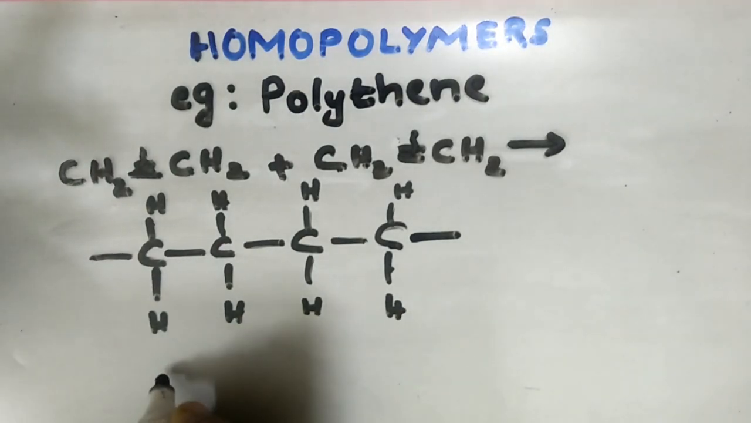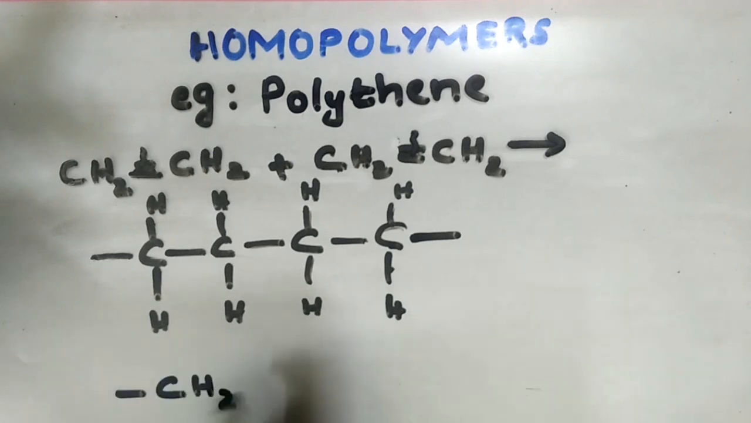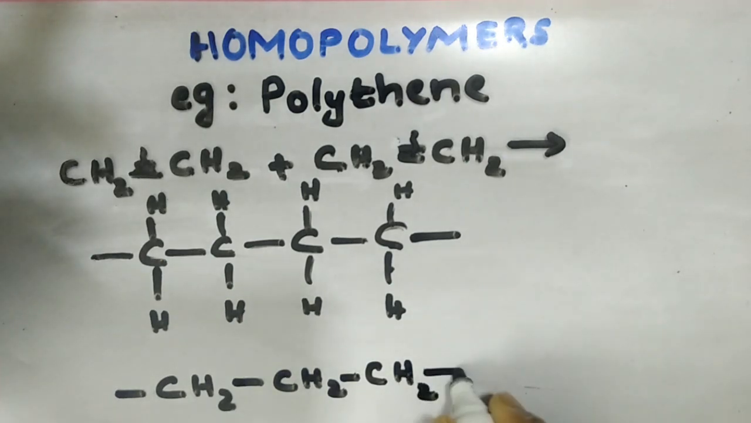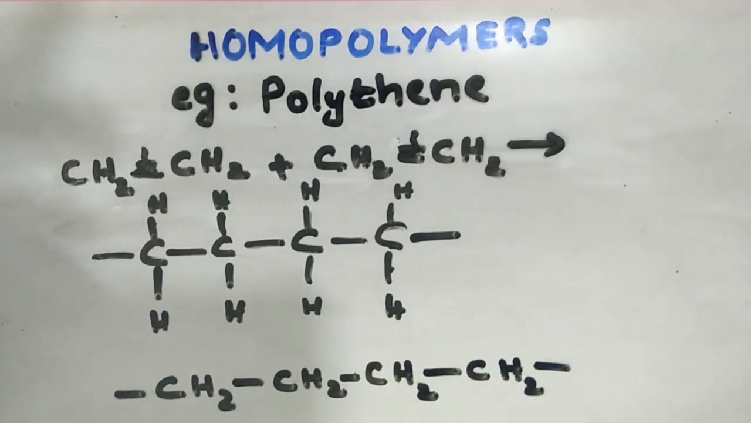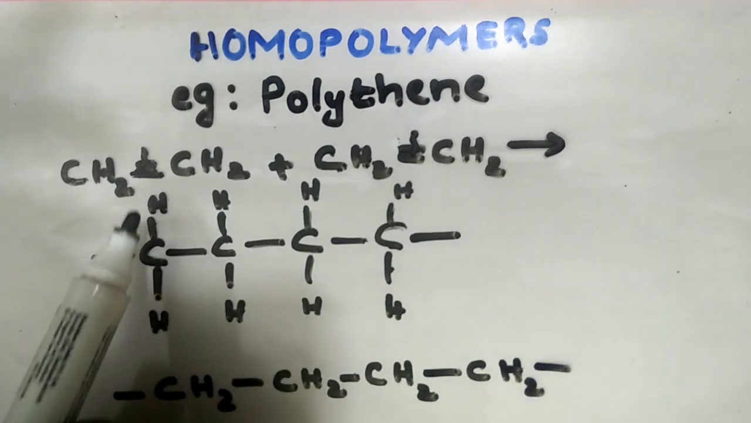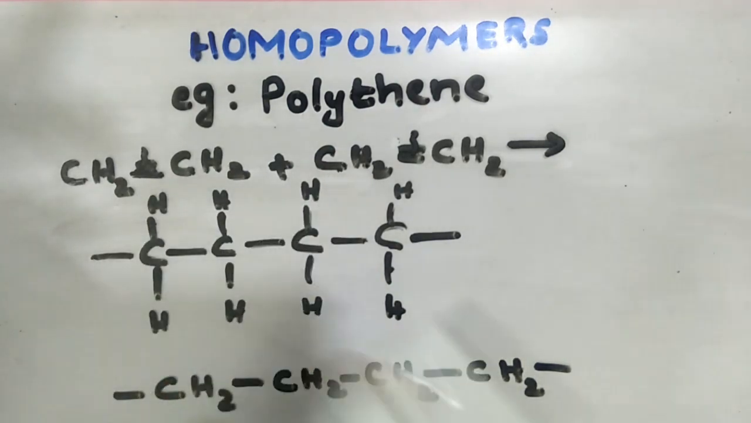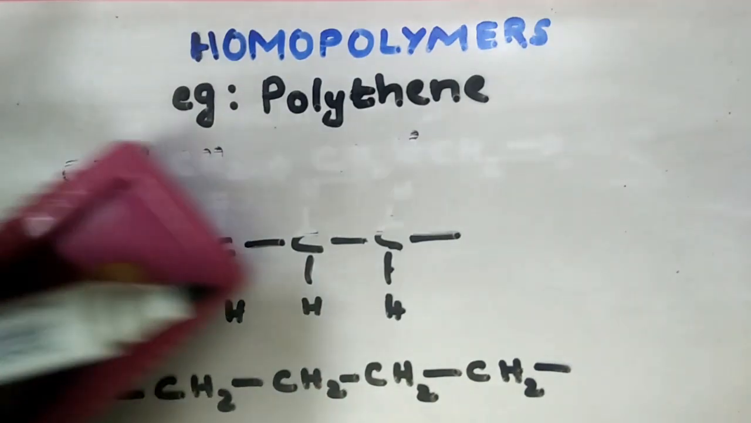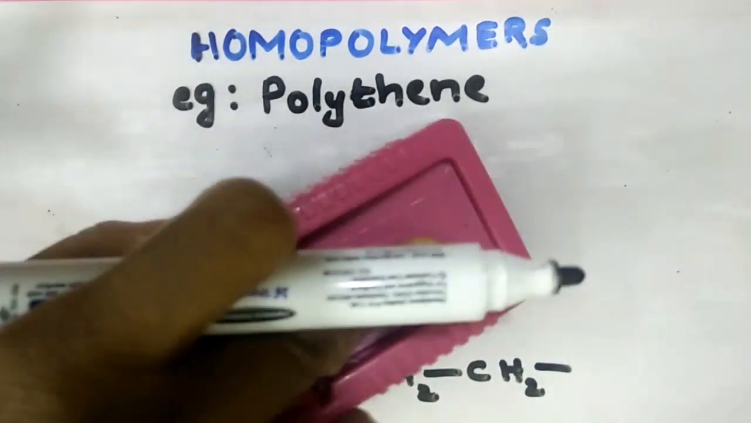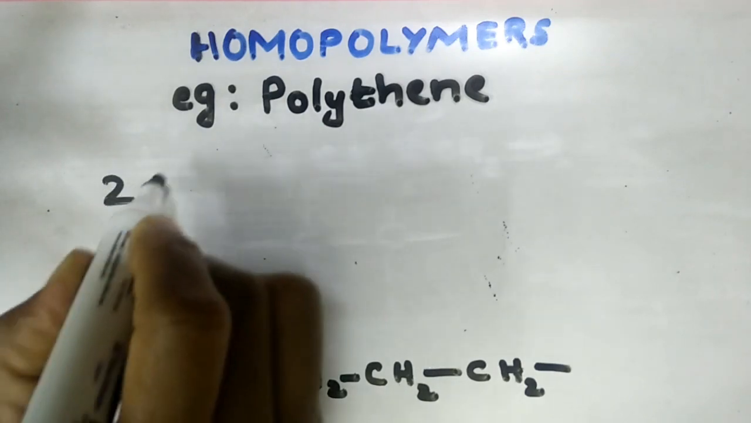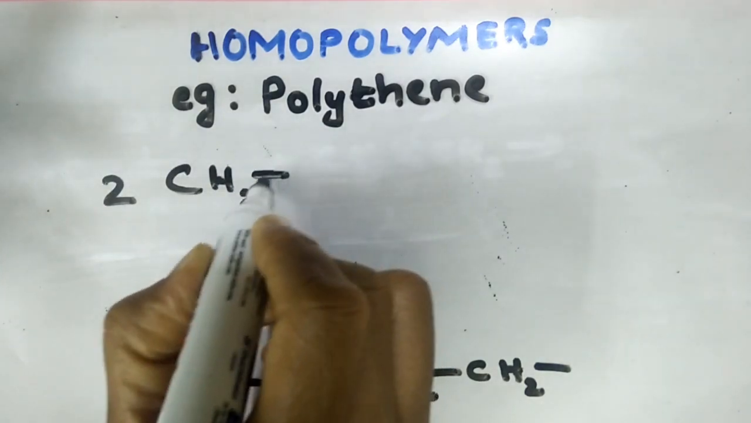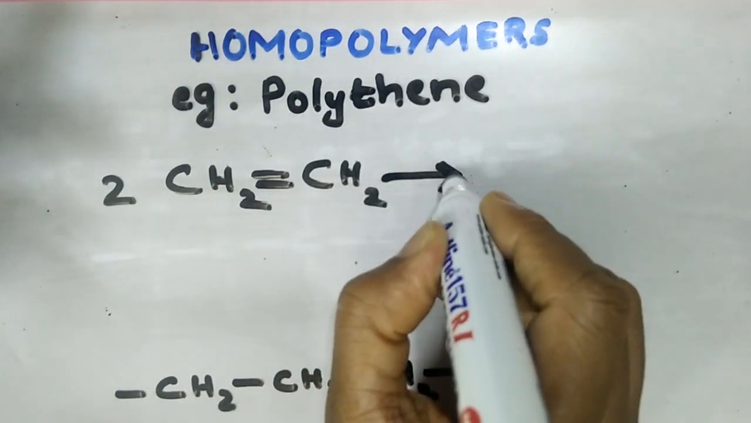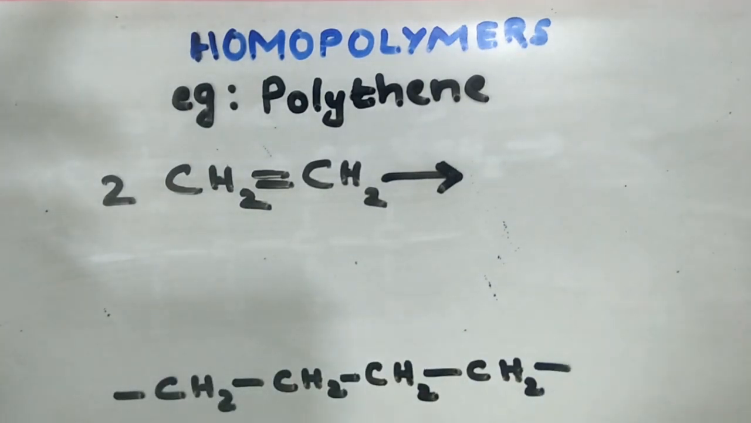Otherwise we can write it as, you see now, this one you can write as CH2, single bond CH2, this carbon atom CH2, then CH2, this way. Here 2 ethene molecules are there. Instead of writing these 2 ethene molecules, we can simply write 2 CH2=CH2. And on adding these 2, you get this molecule now.